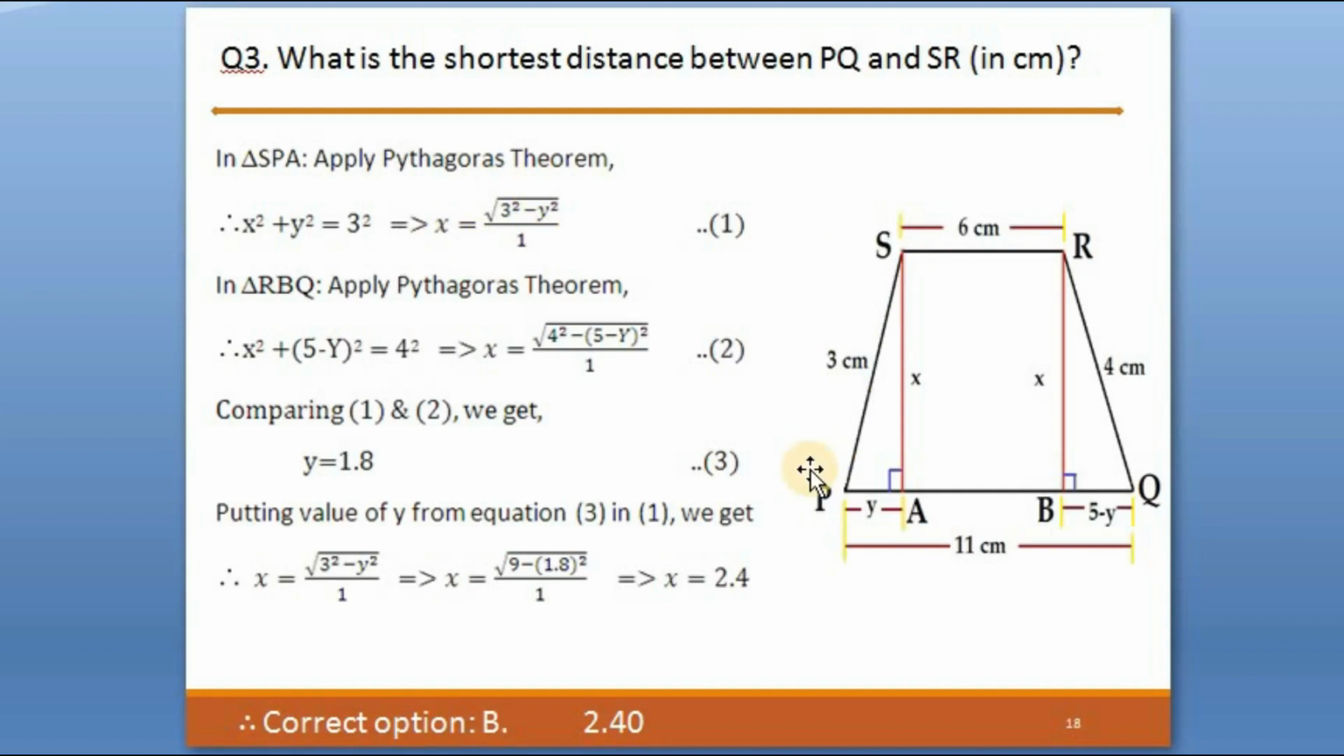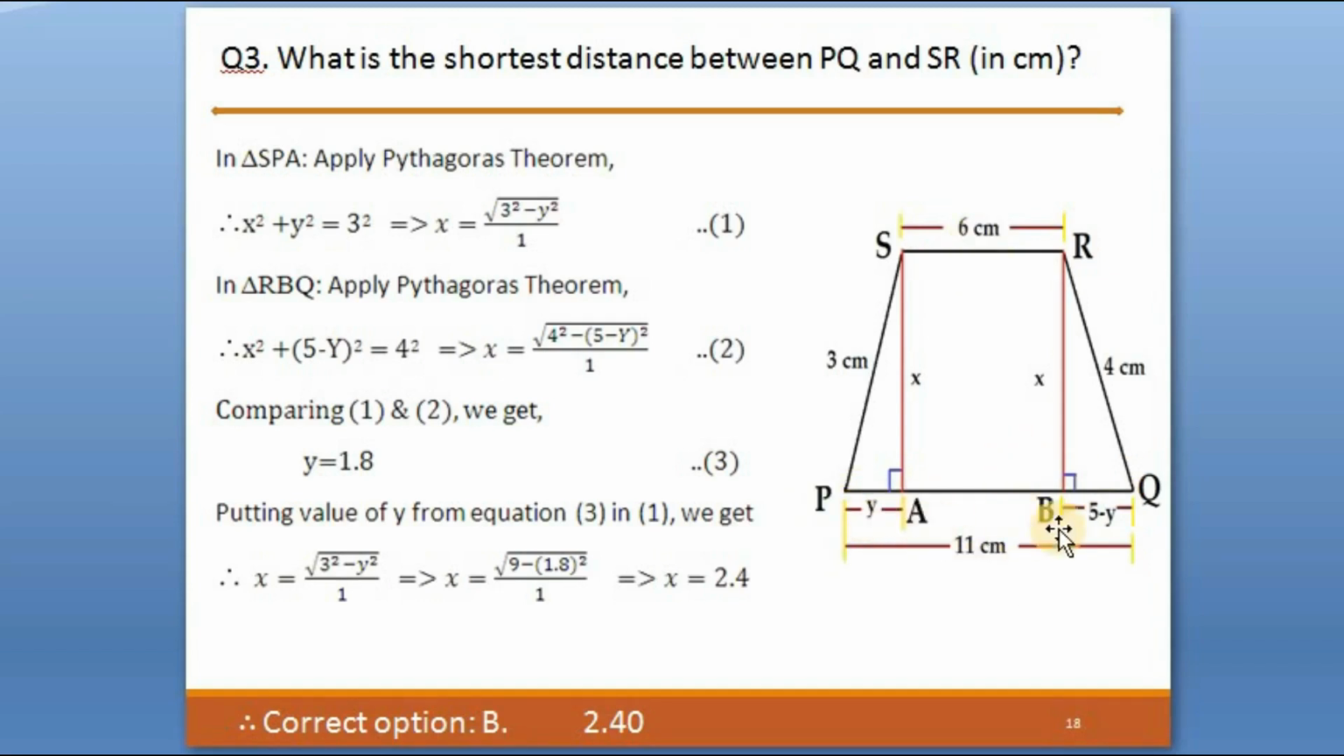Similarly, in triangle RBQ, we can again apply the Pythagoras theorem. So 4 square is equal to x square, that is perpendicular square, plus base square. Now there is basically a trick: since SR is 6, we can take the projection of that as AB. So AB will be 6. Then the leftover portion will be 5, because 11 minus 6 is 5. So if PA is assumed as y, then naturally BQ will be 5 minus y.